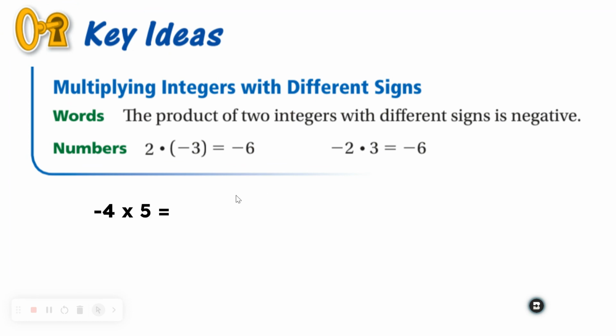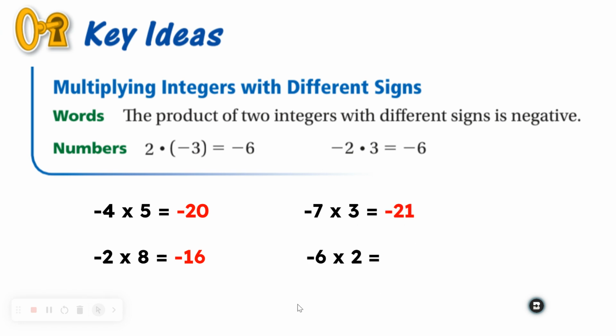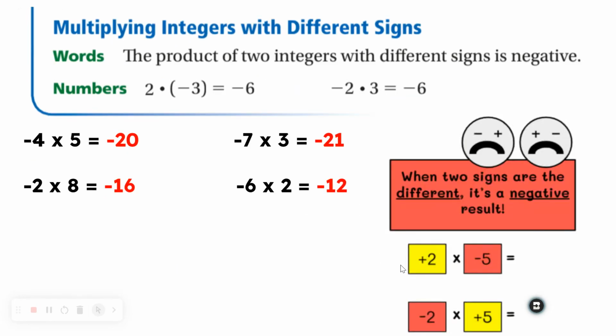Let's look at some examples. -4 times 5. 4 times 5 is 20. But since we have different signs, our answer is negative. -2 times 8. 2 times 8 is 16, but since one of these numbers is negative, my answer is negative. -7 times 3. 7 times 3 is 21, but one of these is negative, I get -21. Last one, -6 times 2. 6 times 2 is 12, but since one of these has a negative, my answer is negative.